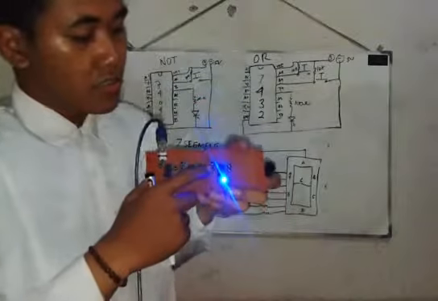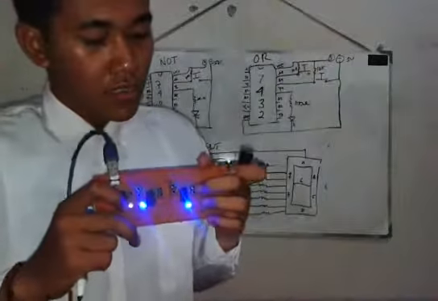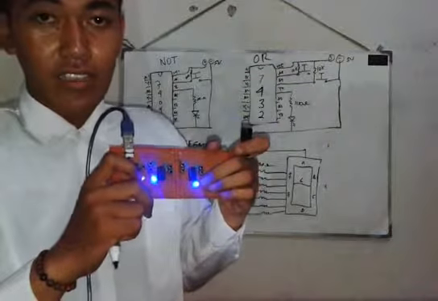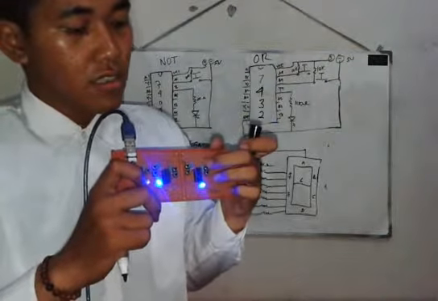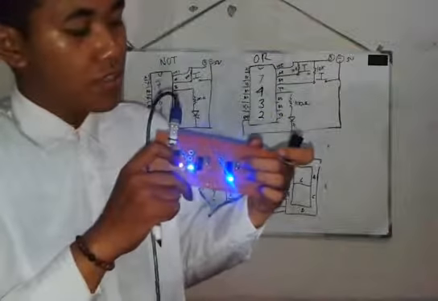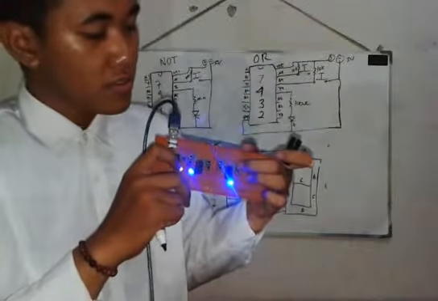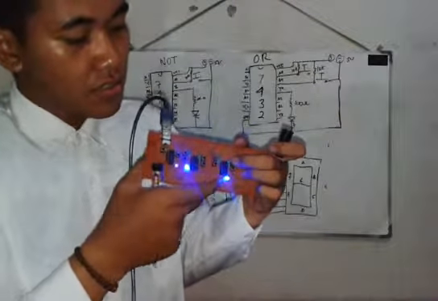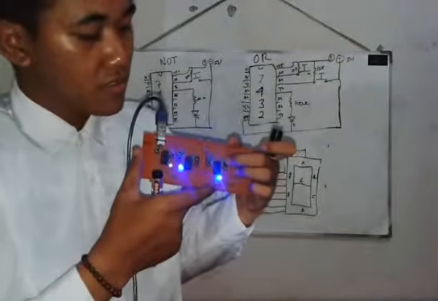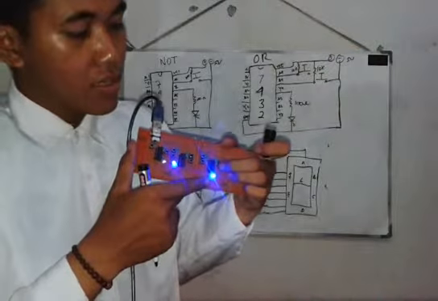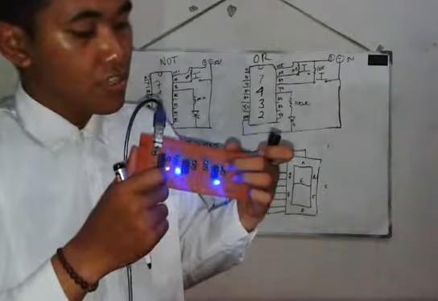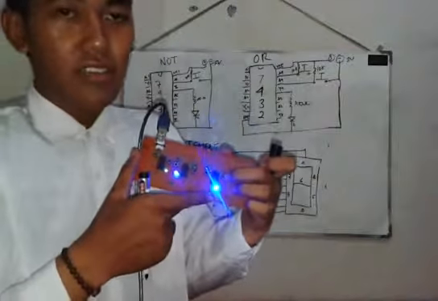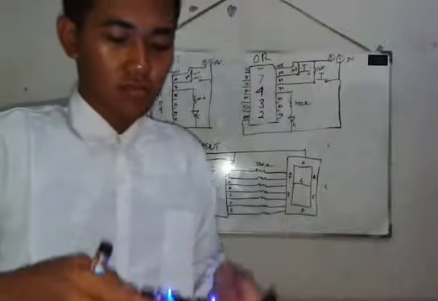Now is the OR case. If the input is 1, 1, then the light is lightning. If I push one of the push buttons, the light does not go off, because the input is 0, 1 and the output is still 1, and the light is lightning.